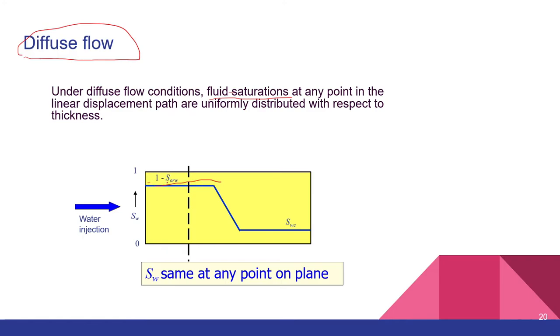So your water saturation here is 1 minus the residual oil saturation. And after that, you will get the connate water saturation.